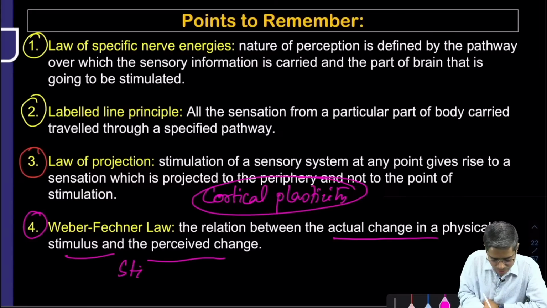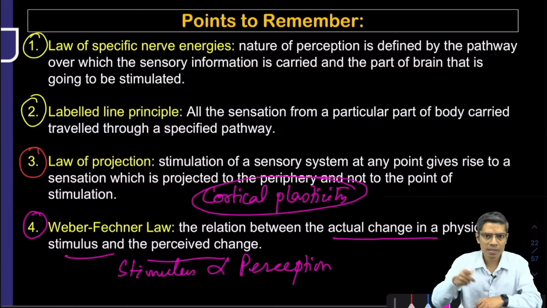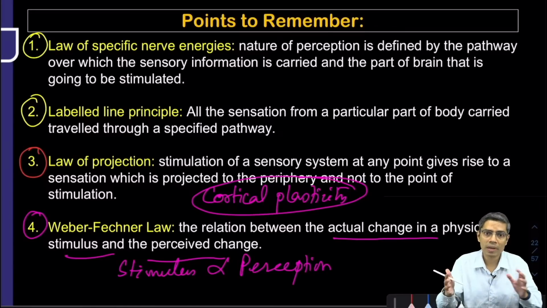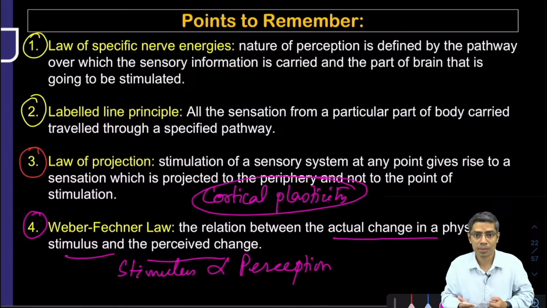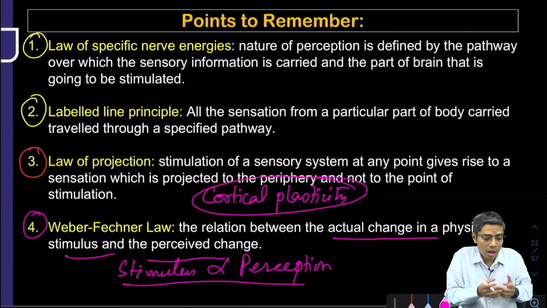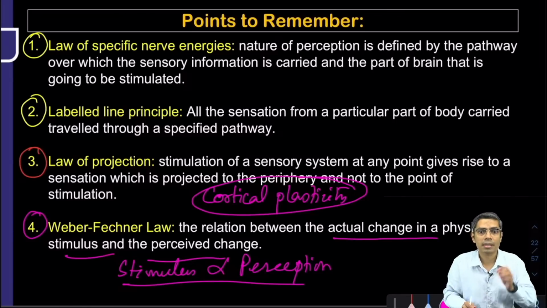If I give a stimulus, how much will be the perception by your brain? Obviously, if I give this kind of pain, I am feeling a little pain, but some person may feel a little more pain, some other person a little less. So, perception is variable from person to person. That is why this is a law of psychophysics, about how much stimulus you are giving and how much perception the brain is perceiving. This law is the Weber-Fechner law.